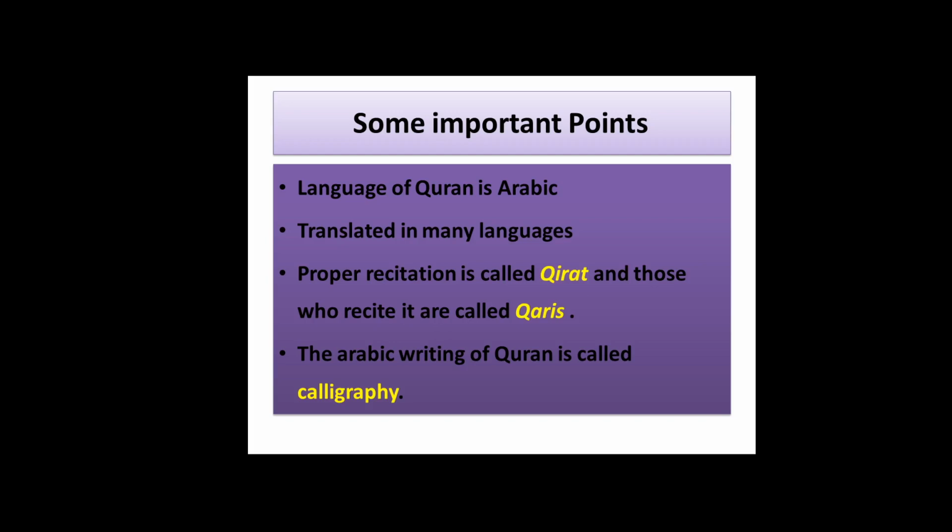Proper recitation is called Qiraat, and those who recite it are called Qaris. The Arabic writing of the Quran is called calligraphy. And grade 3, beautiful calligraphy can also be seen in mosques, museums and some important buildings.